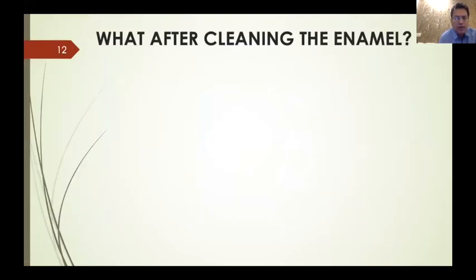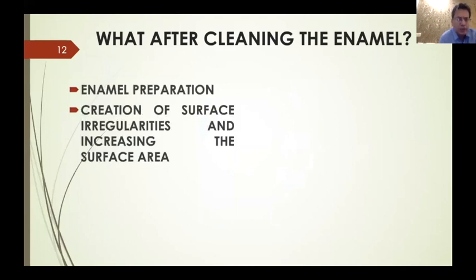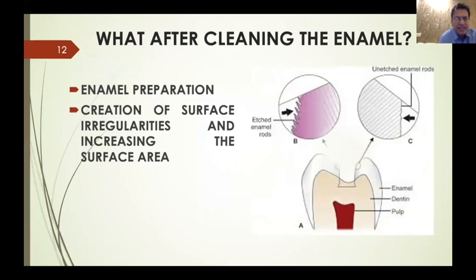What about preparing the enamel? Enamel preparation is done to create surface irregularities and increase the surface area. We all know that bonding is basically not a chemical reaction. It's a mechanical retention between the surface irregularities created on the enamel surface and the resin which has percolated in and cured.